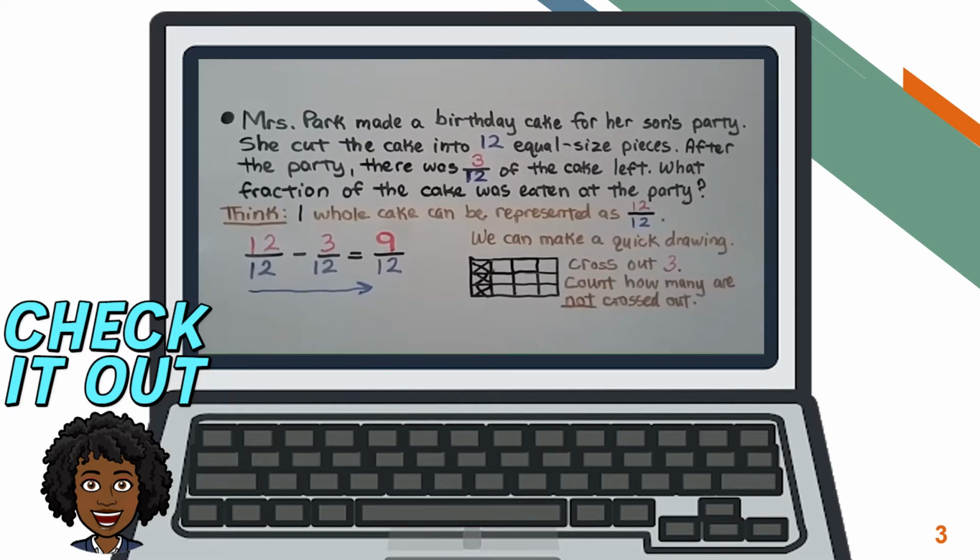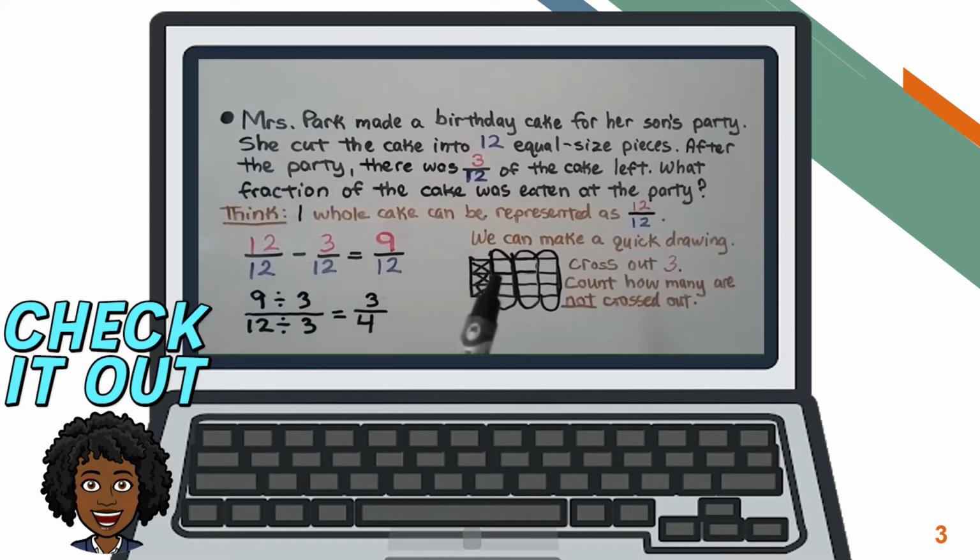Because the denominators were the same, we can think of it as just sliding that denominator over into the difference. We can write 9/12 in simplest form by dividing the numerator and denominator by the same number, 3, which is a factor of 9 and 12. 9 divided by 3 is 3, and 12 divided by 3 is 4. 9/12 is equal to 3/4 in simplest form. We could also look at the model and see that it's 3/4 left.